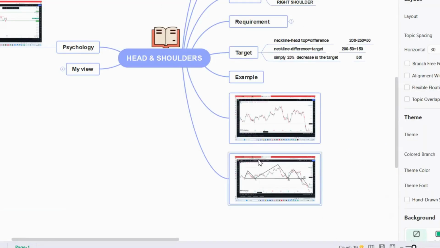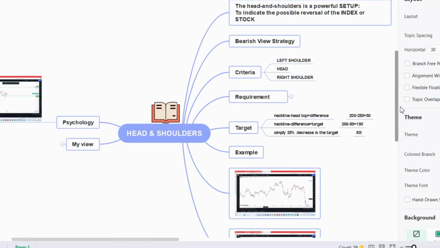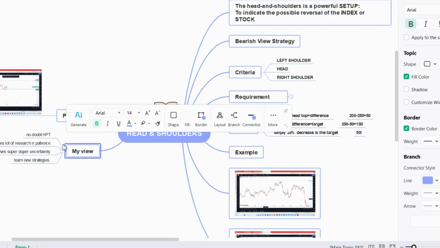Now let's see what my view is on this pattern and how I am using this pattern in my trading. This is my view.